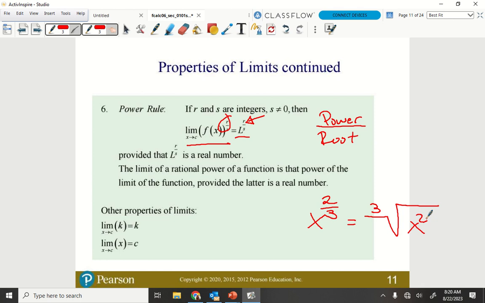Other properties. So if you notice, the limit of a constant is just that constant. For this one right here, there's no variables to plug in. And for this one right here, the limit as x approaches c, you just plug in the c value and you get that value.